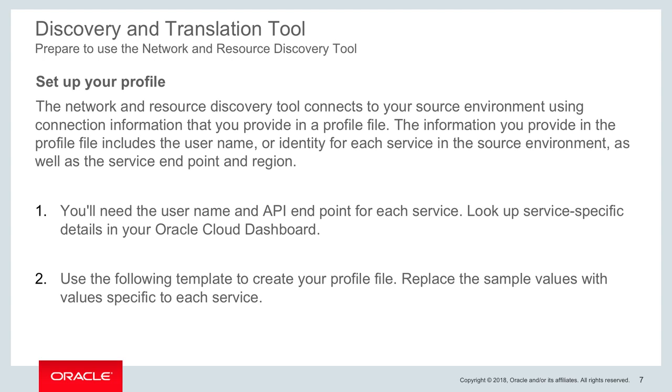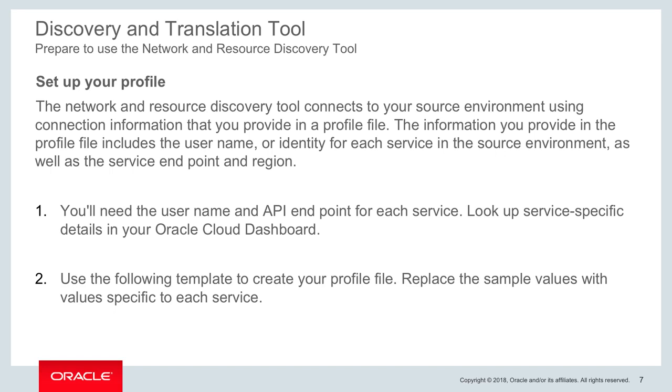Let us now see how you can set up your profile for the Network and Resource Discovery tool. The tool connects to your source environment using connection information that you provide in a profile file. The information you provide in the profile file includes the username or identity for each service in the source environment, as well as the service endpoint and region. You'll need the username and API endpoint for each service. Look up service-specific details in your Oracle Cloud dashboard.